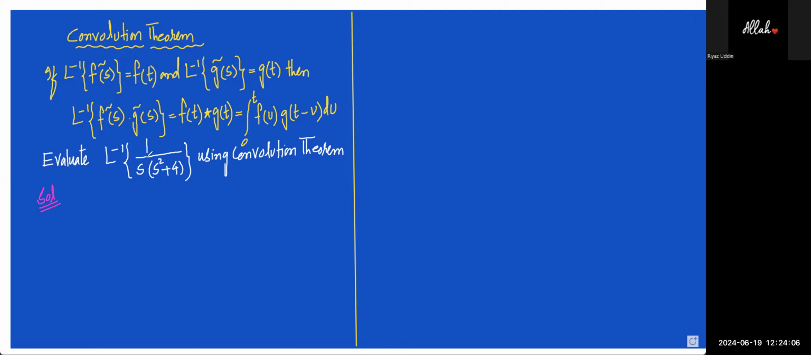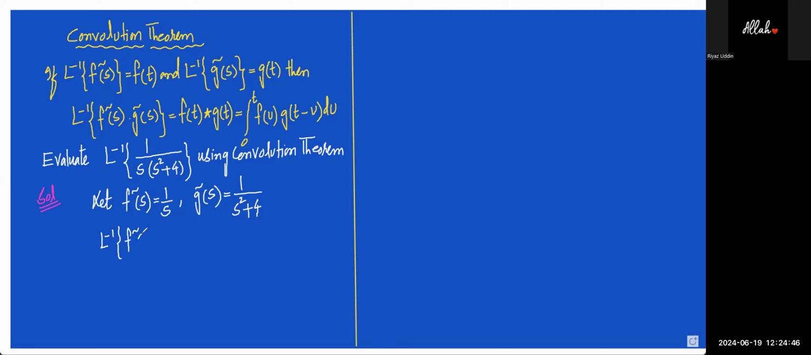Look at this Laplace inverse, we have totally two functions. Let us assume the first function is f bar of s equal to 1 by s. Another one is g bar of s equal to 1 by s square plus 4. It is not compulsory to take this first, you can take the other as first, the choice is yours. Taking Laplace inverse on both sides.